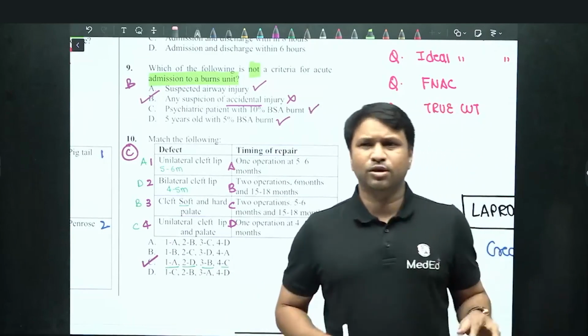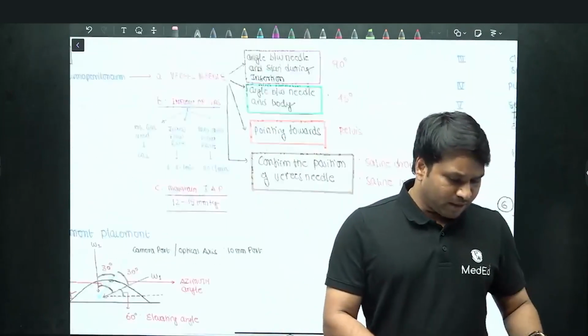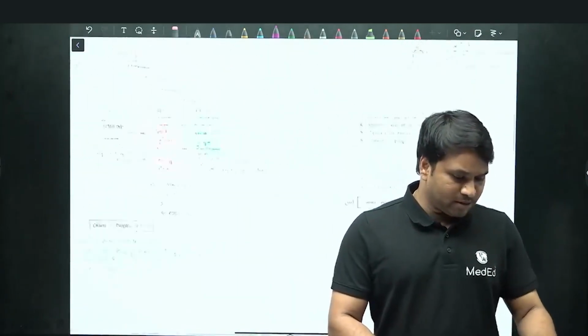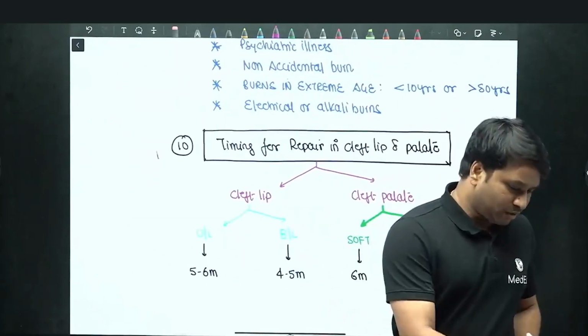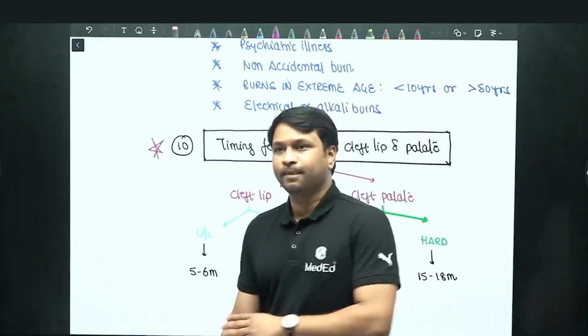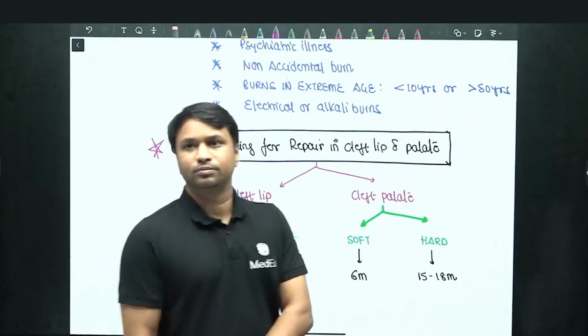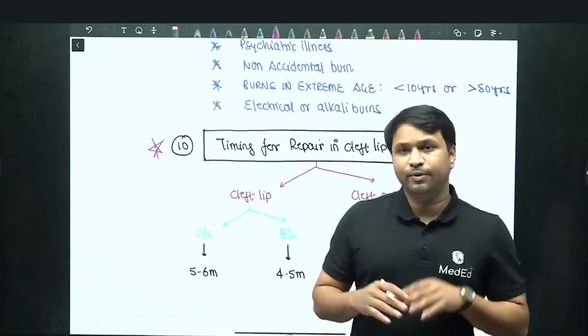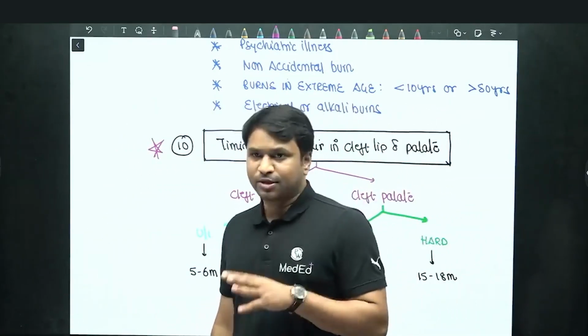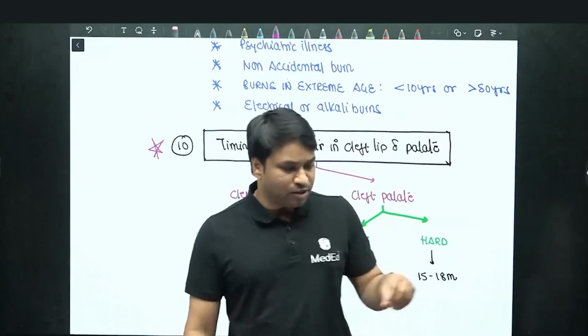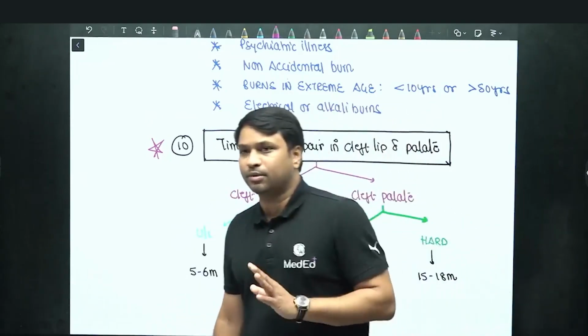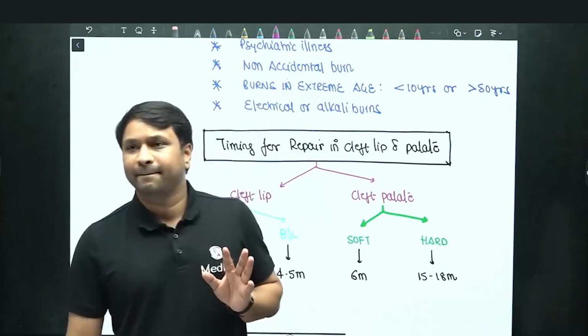There's a small confusion in the table format. But otherwise, the criteria holds strong. This is what you have to remember. Clear? I hope I did not confuse you. So cleft lip, unilateral, I'll repair at 5 to 6 months. Bilateral, I'll repair at 4 to 5 months. Soft palate 6 months, hard palate 15 to 18 months. Okay? Clear?